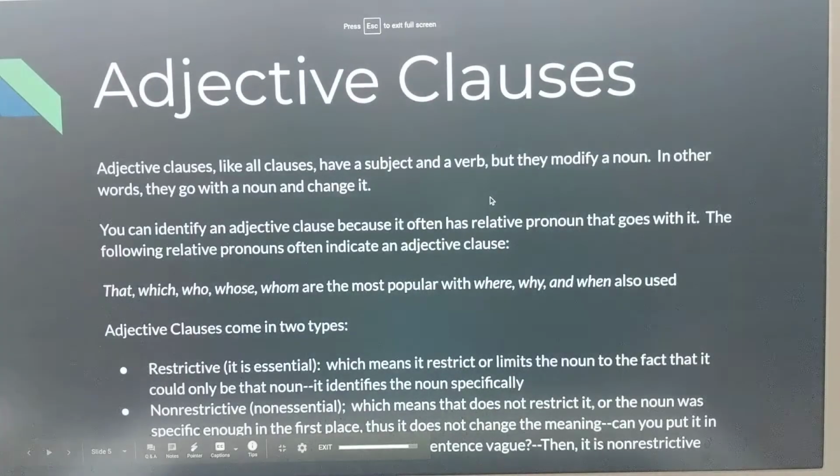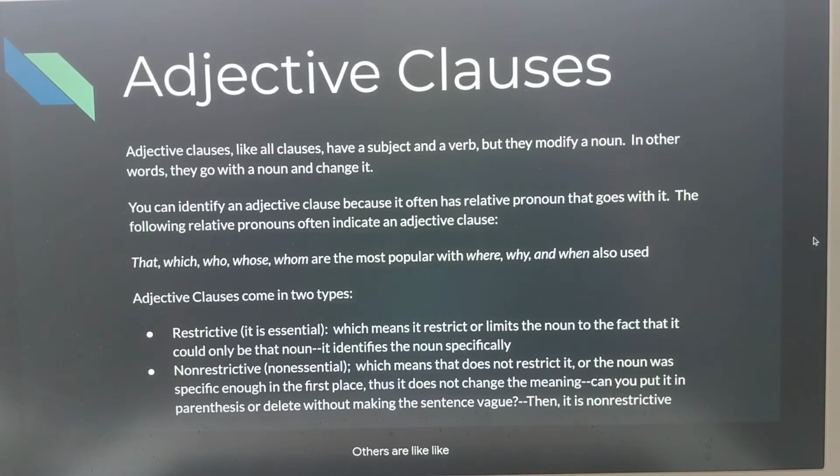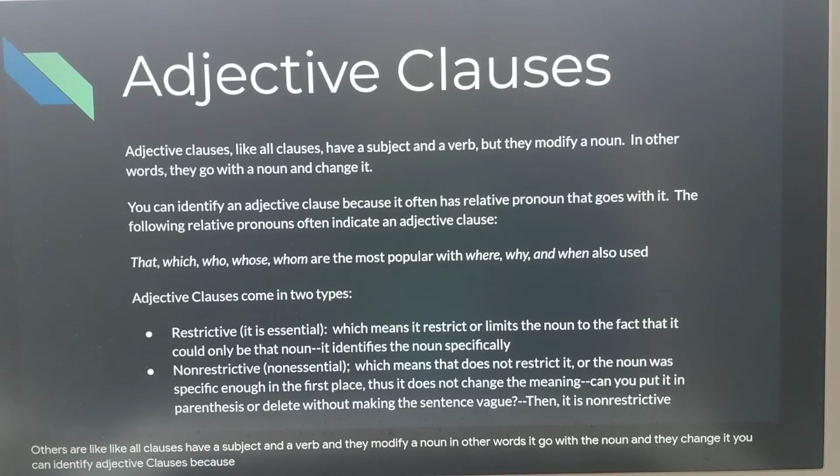So, adjective clauses are like all clauses: they have a subject and a verb, and they modify a noun. In other words, they go with a noun and they change it. You can identify adjective clauses because they often have a relative pronoun that goes with them.